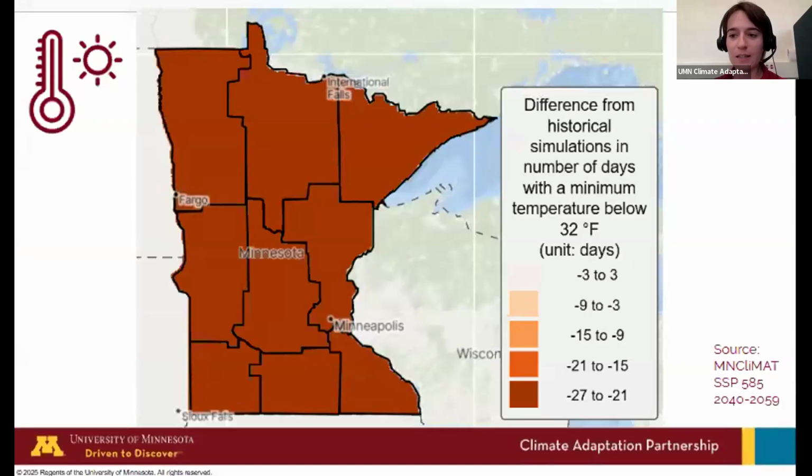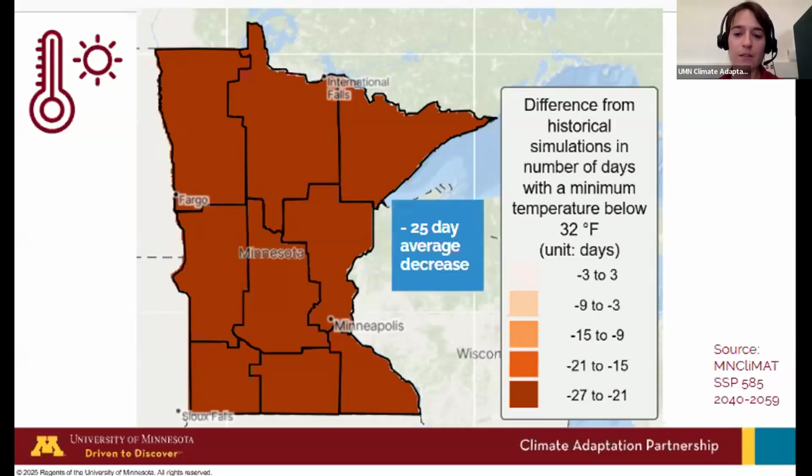I wanted to take a look, in addition to high temperatures, at what happens to our low temperatures. So this graph is actually not very interesting because the trend is shockingly consistent across the entire state. This is looking at the difference between what we have historically experienced versus what we expect to experience in the 2040 to 2060 timeframe in regards to the number of days with a minimum temperature below 32 degrees Fahrenheit. So the loss of those cooler temperatures. Across the state, we expect to see about a 25-day average decrease during that time period.